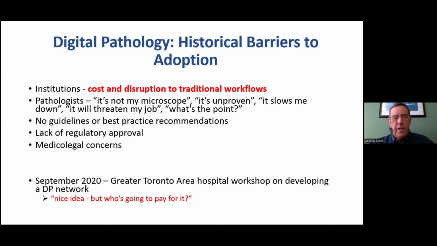I think most of these things, though this was a slide that I first started using back in 2008, most of these issues have been addressed, but the one that remains to a large extent is cost and disruption to traditional workflows, but particularly cost. And that was evidenced in a workshop that we had at Mackenzie Health in September of 2020, where some Greater Toronto Area hospitals gathered just to kick around ideas on developing a digital pathology network. And the overriding sentiment at the end of the workshop was, this is a nice idea, but who's going to pay for it? And that, I think, is the major concern that people have now.